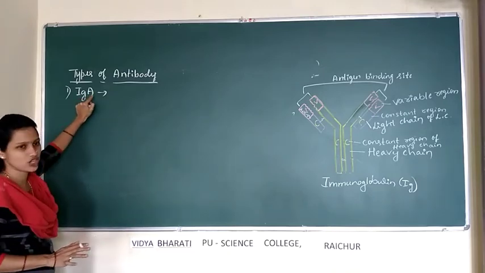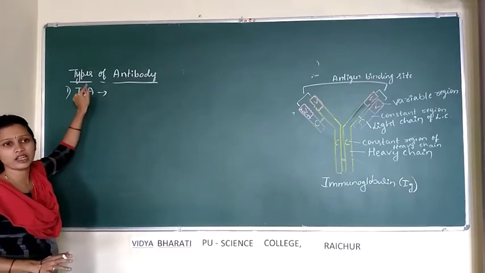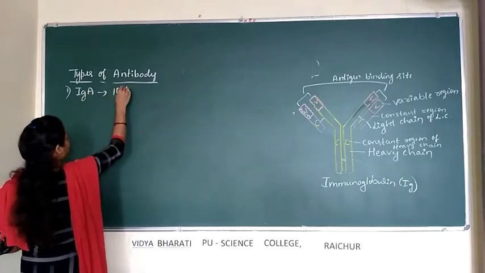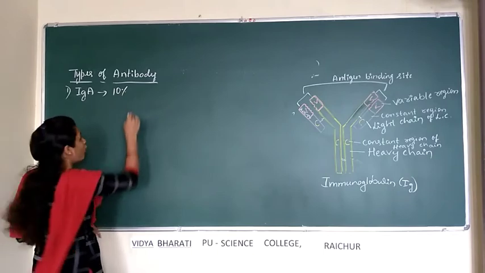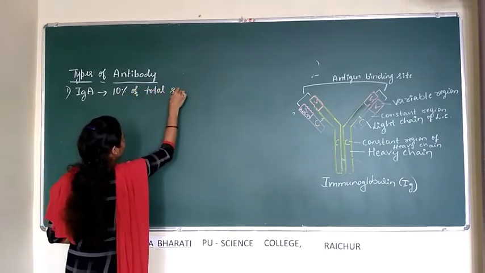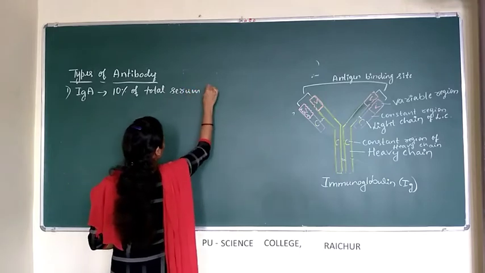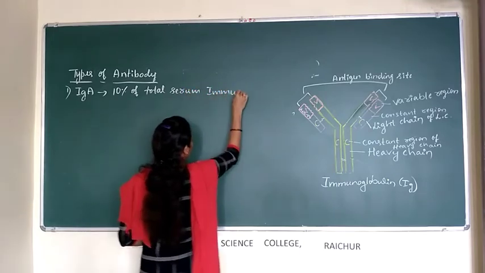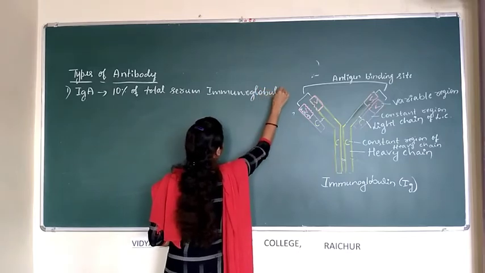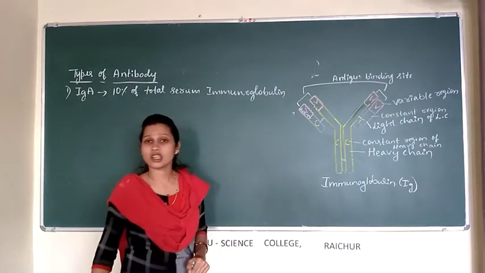First one is IgA, means immunoglobulin A. IgA constitutes about 10% of total serum immunoglobulin. What is serum?